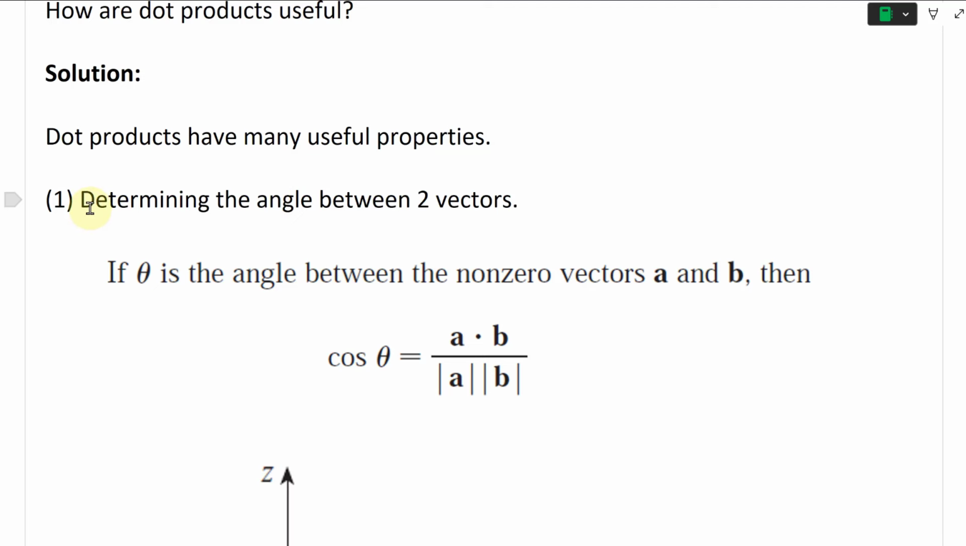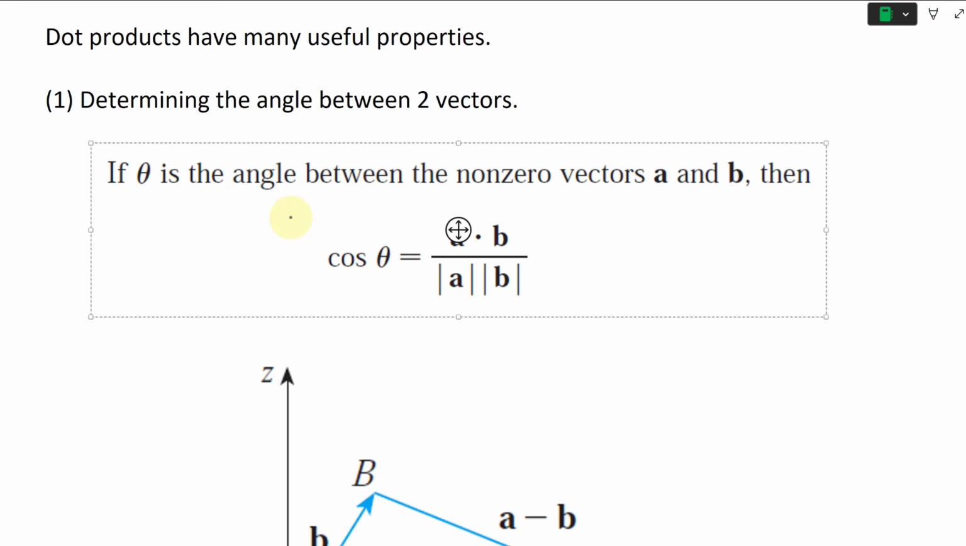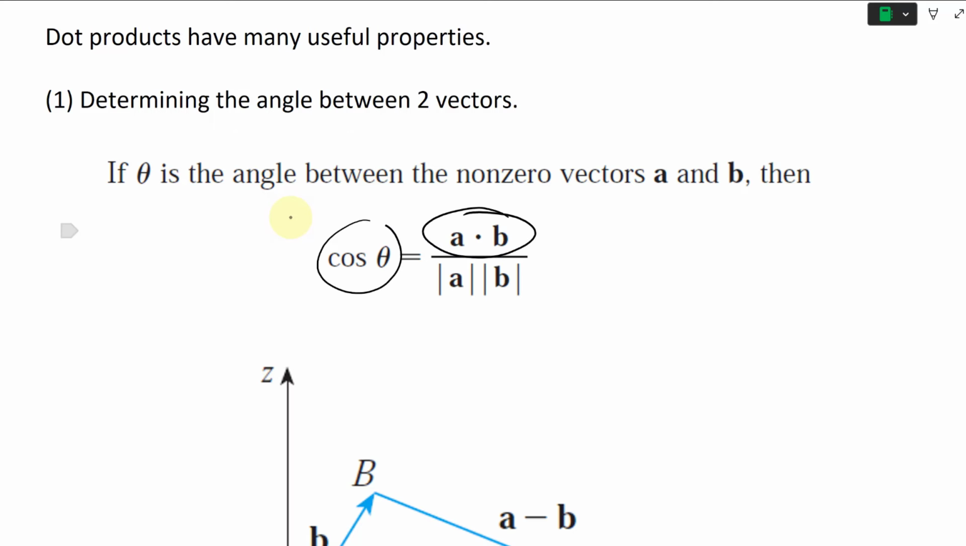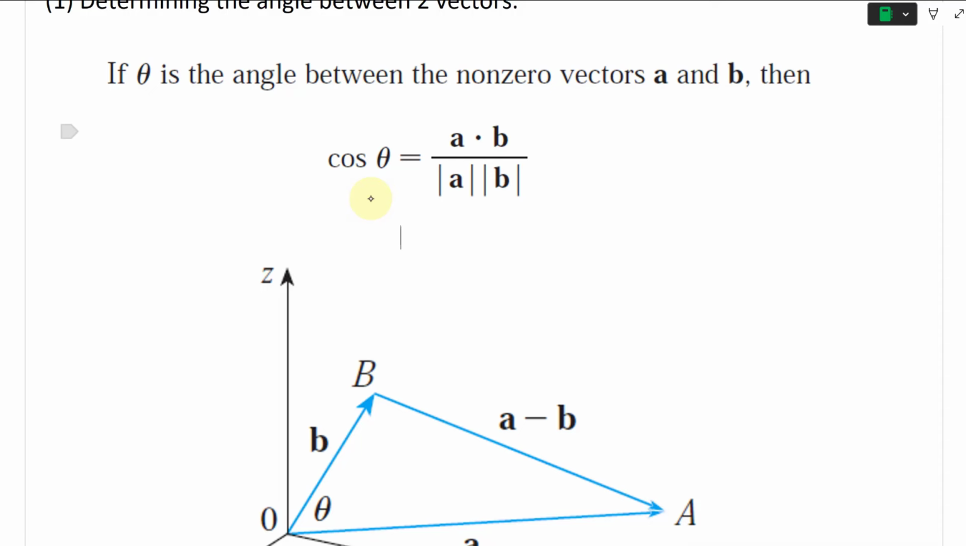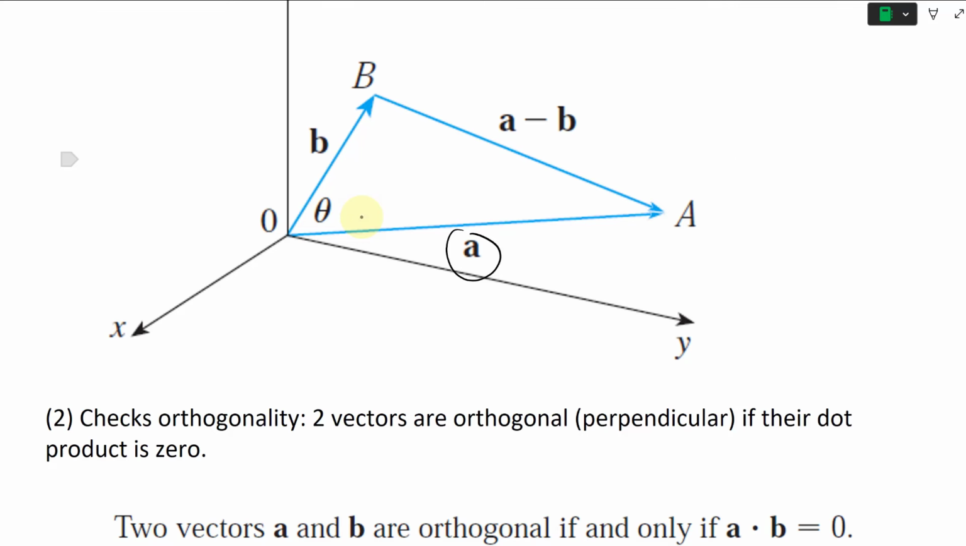So the number one property is determining the angle between two vectors. If theta is the angle between the non-zero vectors A and B, then cosine theta is equal to A dot B, the dot product, divided by the lengths. So you can determine this angle, cosine theta, and you can take the inverse cosine to get the angle. All you need to know is the dot product and the lengths, and you can get the angle between them. So that's very, very useful. Again, I'm just using the same screenshots as before for this question. If you know these vectors and the dot product, you know the lengths of them. This is the length right there. If you know the length, you can get the angle just by using a dot product, which is actually quite amazing.